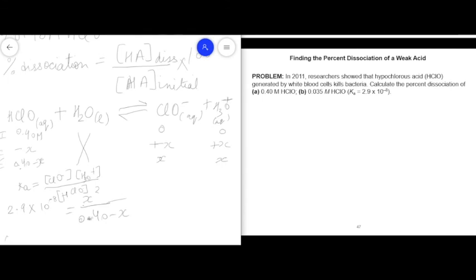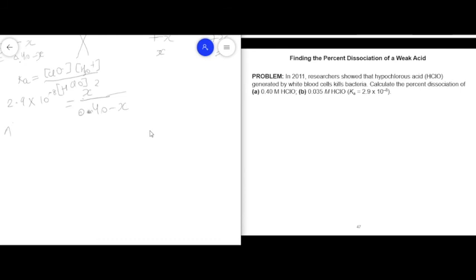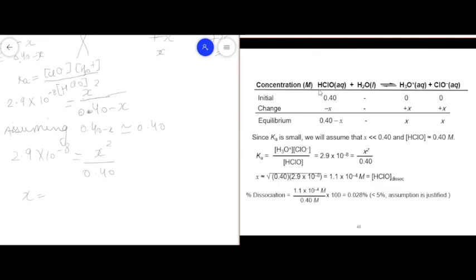Right now, I hope everybody knows how to solve for x in this case. We are going to make an assumption. Oh, let me just move this up right here. Okay, so now assuming that 0.40 minus x is same as 0.40, it would reduce down our equation to 2.9 times 10 raised to the power minus 8 equals x squared divided by 0.40. And from here, if we solve for x, let's look for the number. X comes out to be 1.1 times 10 raised to the power minus 4 molar. So this is our x.